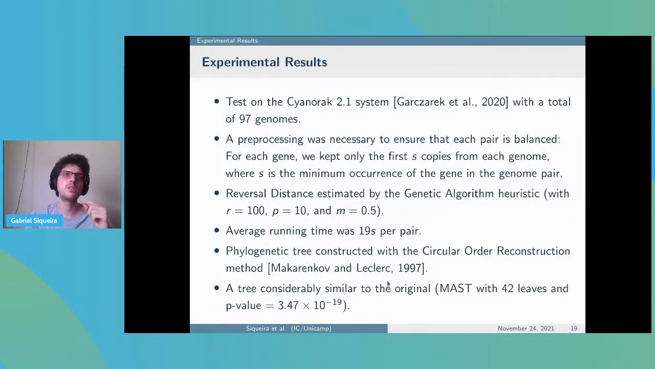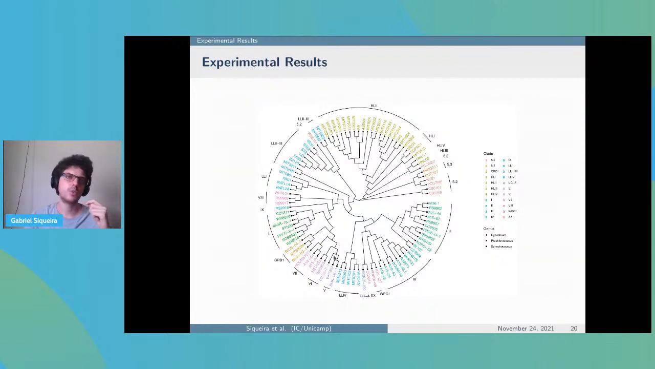Using the phylogenetic tree, we compare it with the tree presented in the paper that proposed the Synology 2.0 system. We compare those two trees with a method based on maximum agreement subtree. That is, the maximum agreement subtree is the biggest tree that is common in both trees. This subtree has size 32, which gives us a p-value of 3.47 times 10 to the minus 19. This p-value indicates the probability of the trees being equal by chance. So the lower the value, the better. So those trees are reasonably similar between them. Here is a picture of the tree we produced. You can see the clades well grouped using our distance.